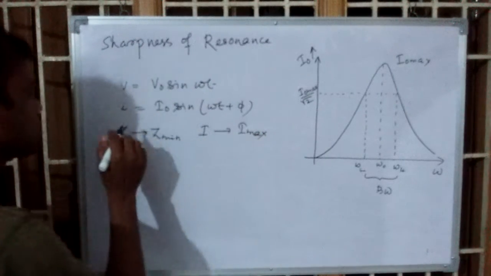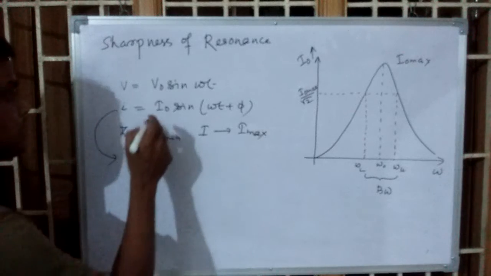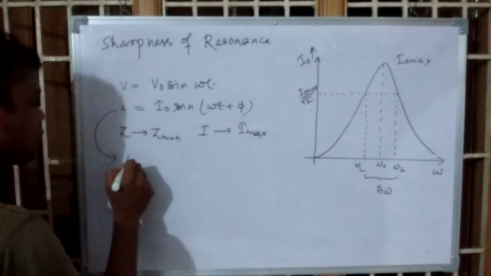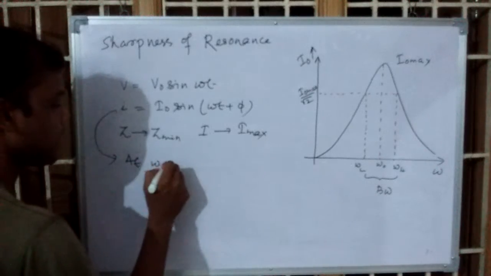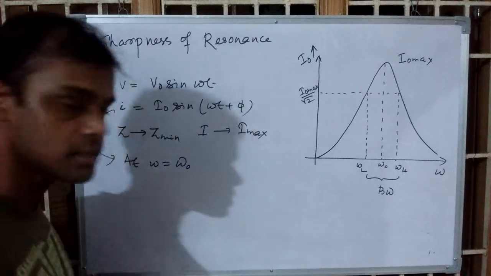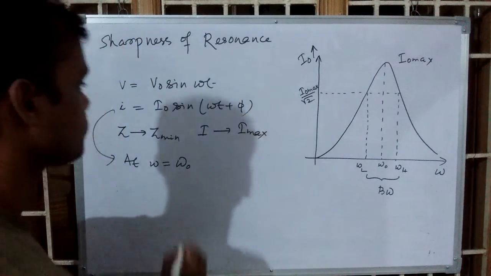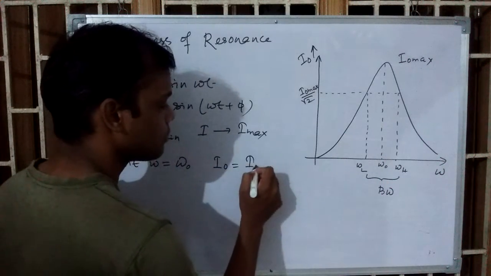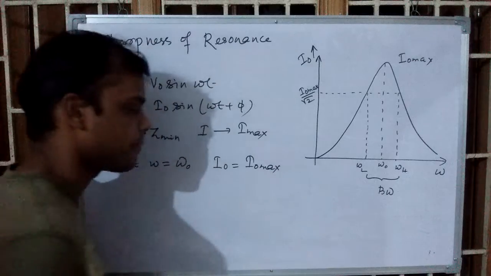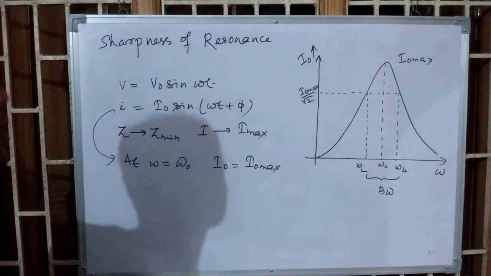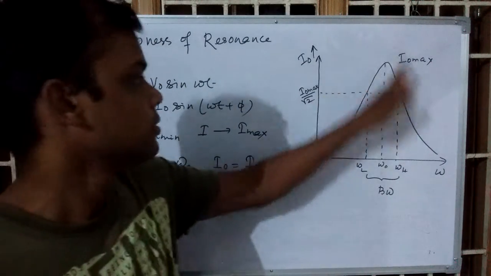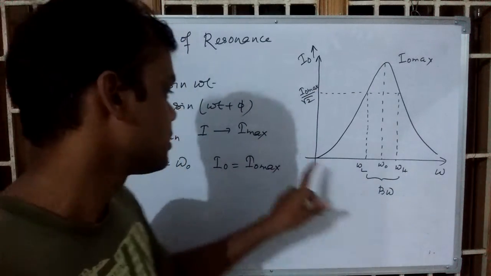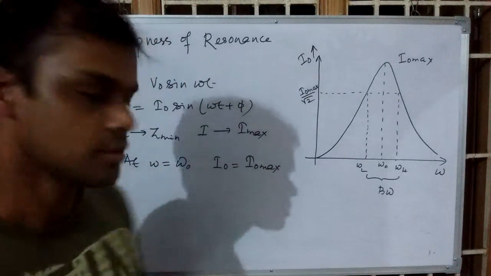Now if current is maximum, then I naught is also maximum at that particular frequency. So at omega equal to omega naught, that is our resonant frequency, I naught is also maximum, so I naught is equal to I naught max. Now this is the curve for I naught. That is, at different frequencies the I naught value will be something like this.